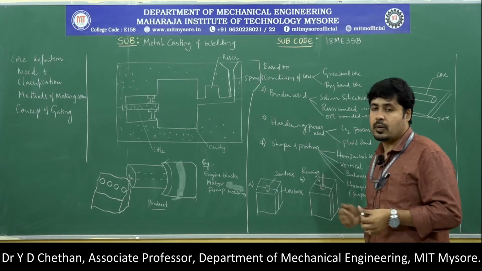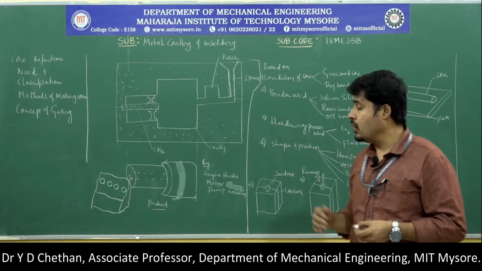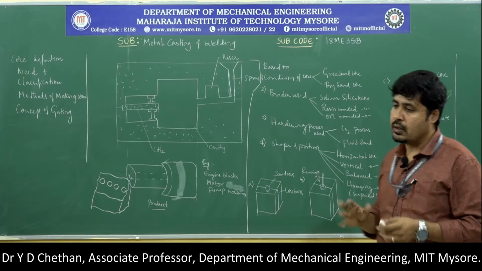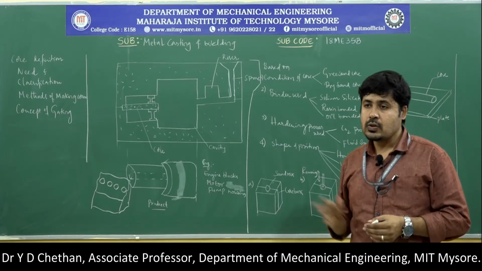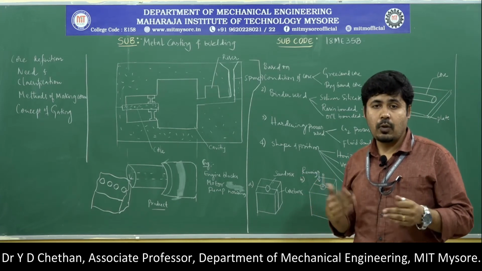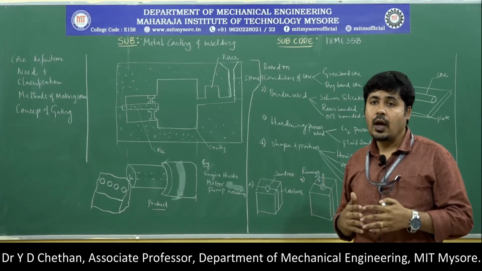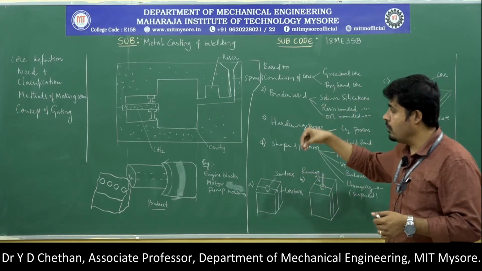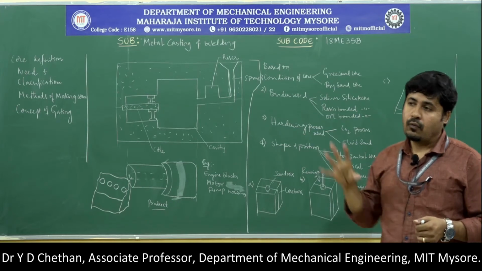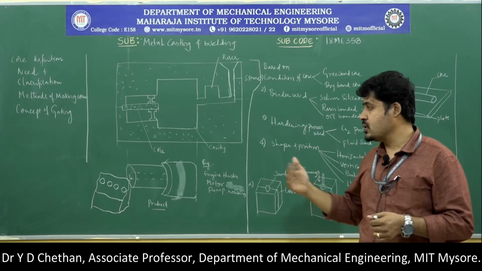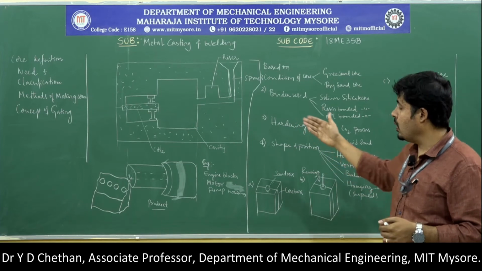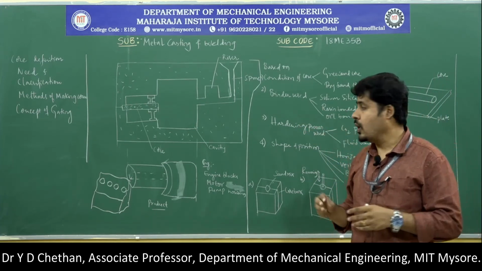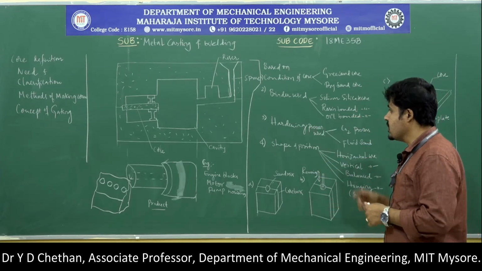Similarly, the next property is dry sand property. In the dry sand there is no question of moisture content, so it can provide the property to resist the erosion that takes place when the liquid metal flows. Once you provide dry strength to the mold cavity or the core, it can resist the erosion that will happen during the process.